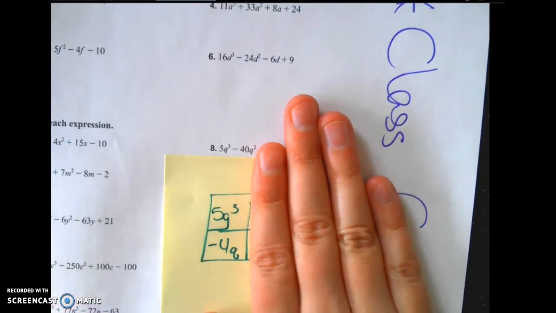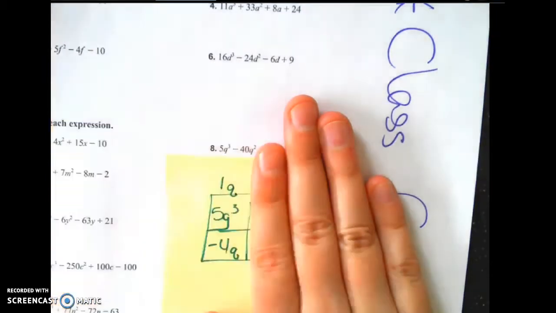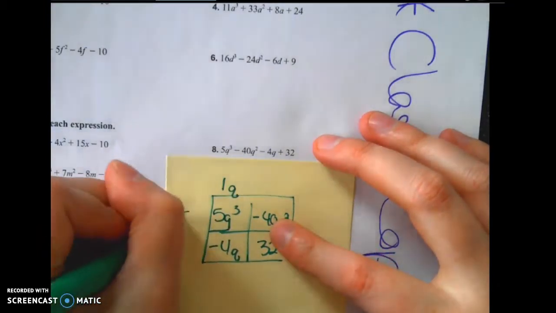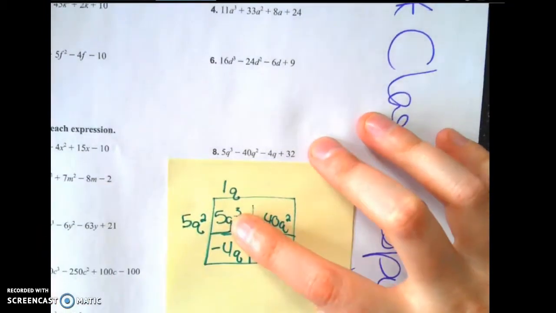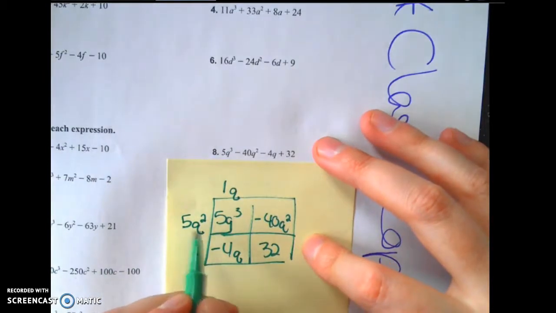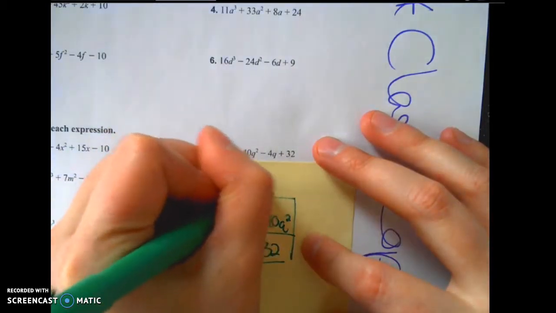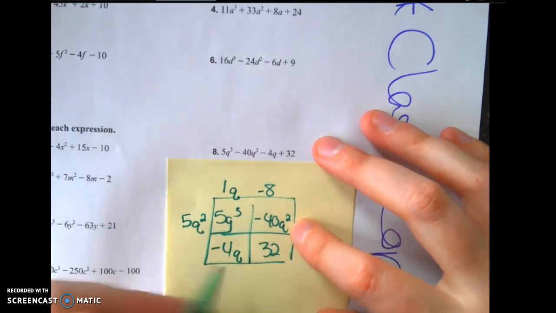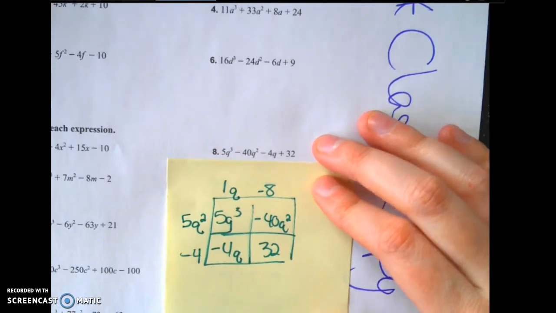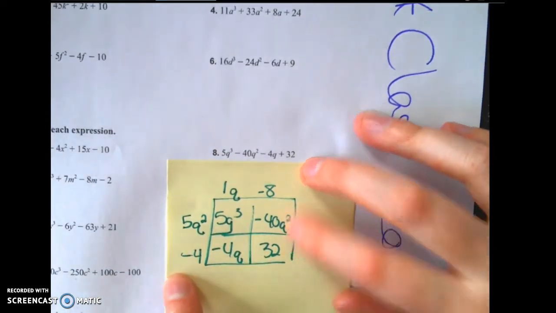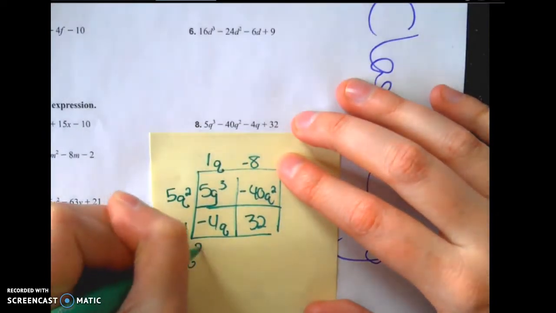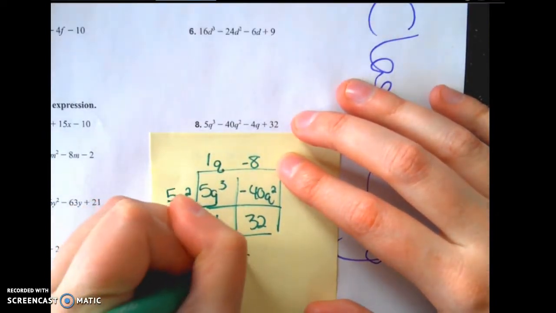So 5 and 4 have no common factors, but q cubed and q have a common factor of q, so really just 1q. And then I can start figuring things out. I multiplied 1q by 5q squared to get 5q cubed. I multiplied 5q squared to get negative 40 by negative 8. And then 1q by negative 4 to get negative 4q. And I can double check and make sure that worked because negative 4 times negative 8 gives me positive 32. So my 2 factors are 5q squared minus 4 and 1q minus 8.